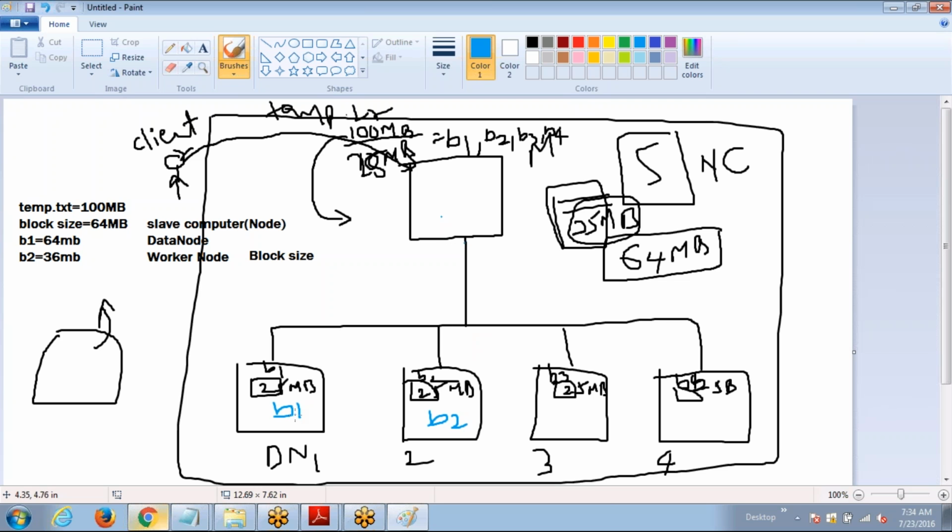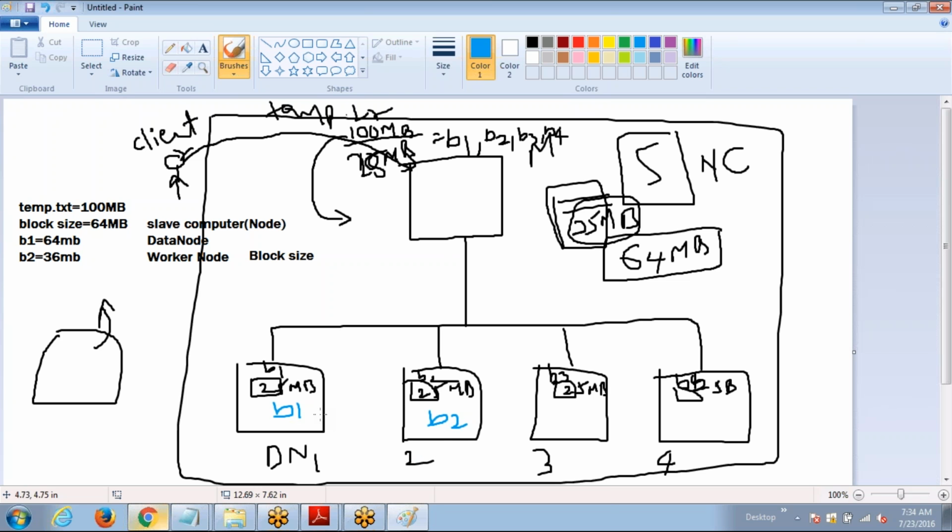How are we going to decide that block 1 has to be stored in data node 1 and block 2 in data node 2? Your Hadoop framework is going to take care of that. In coming classes, we are going to discuss how that is decided. But as of now, why do we have to store it this way?